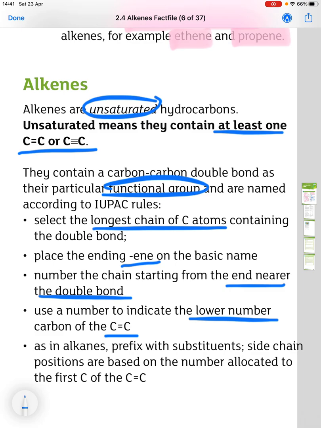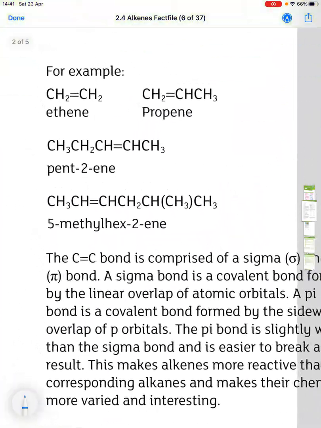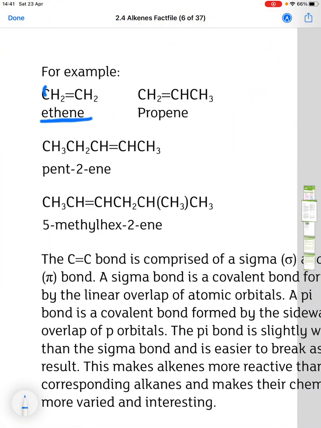And as in alkanes, you prefix with substituents, so side chain positions are based on the number allocated to the first of the carbons in the chain with the double bond. So for example, we have ethene, 2 carbons, propene with 3 carbons. There are no numbers involved here because there's no other places that the double bonds could be. We have pent-2-ene, and it could either be pent-1-ene or pent-2-ene, but in this case it's between the second and third carbons that we have the double bond, so it's pent-2-ene for the smaller number.